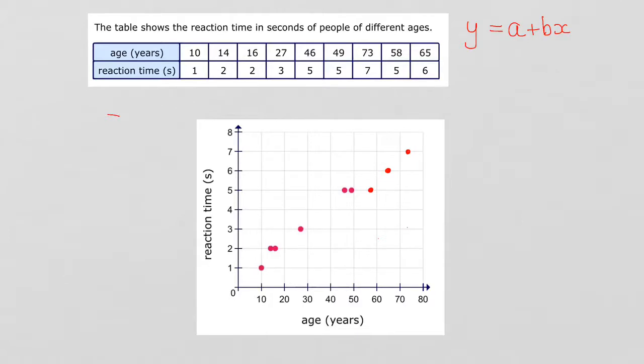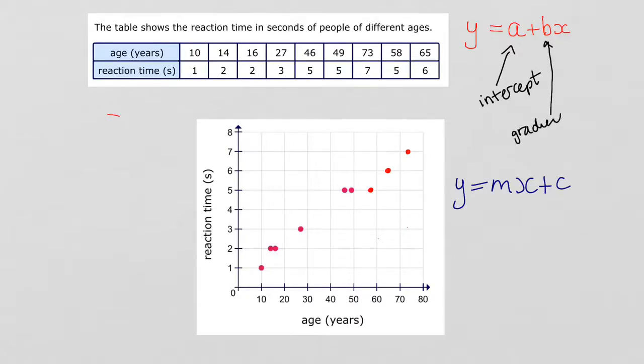Now you're used to seeing y equals mx plus c to represent the equation of a straight line. We use a and b at A-level, not at GCSE. So this is what we use at A-level. a here is going to be your intercept, and b is your gradient.